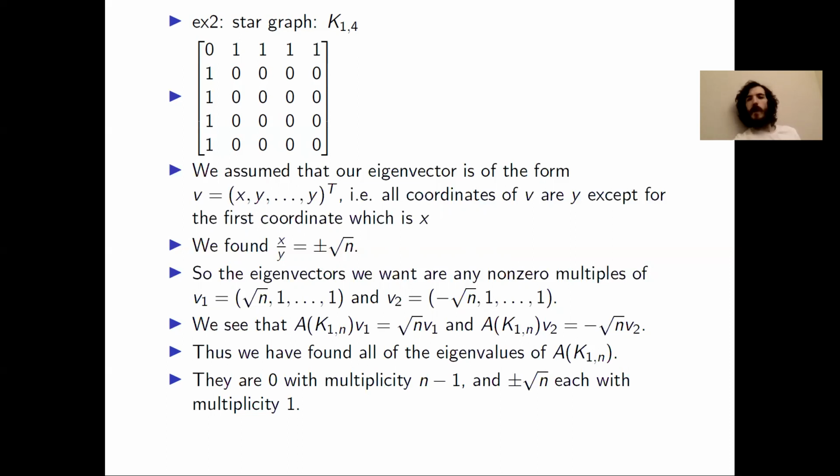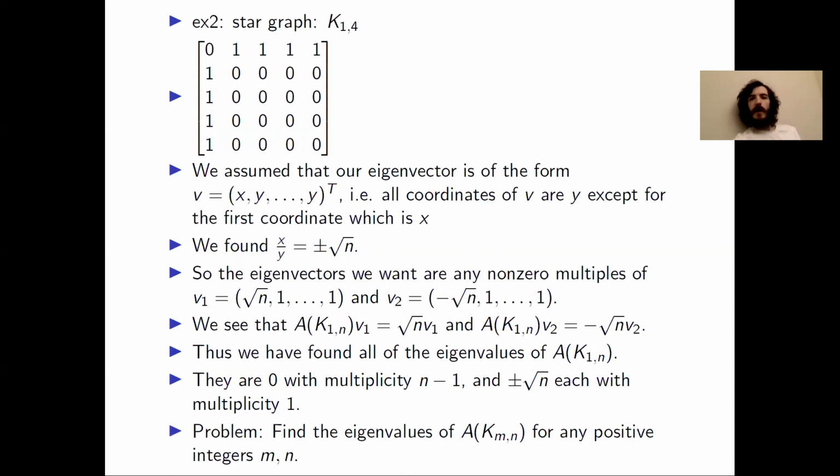So before we end this video, I'm going to give you one problem to think about. It's very closely related to the one we already did. It basically is just a generalization of it. So the question is, can you find all of the eigenvalues of the adjacency matrix of the complete bipartite graph with parts of size m and n? So you've already solved this problem when m equals 1. Now, can you see what the solution will be for any possible positive integer m?